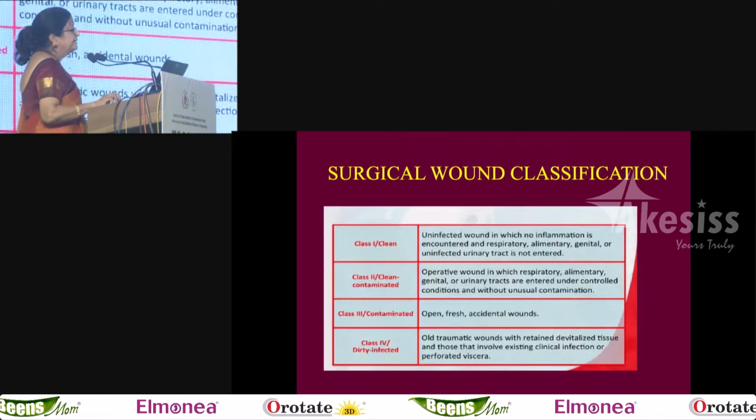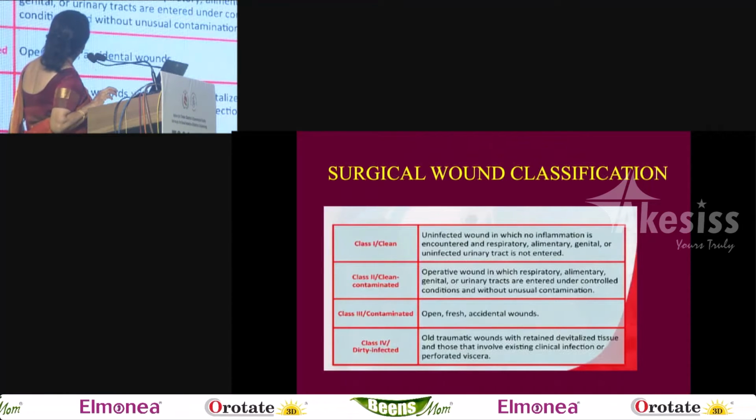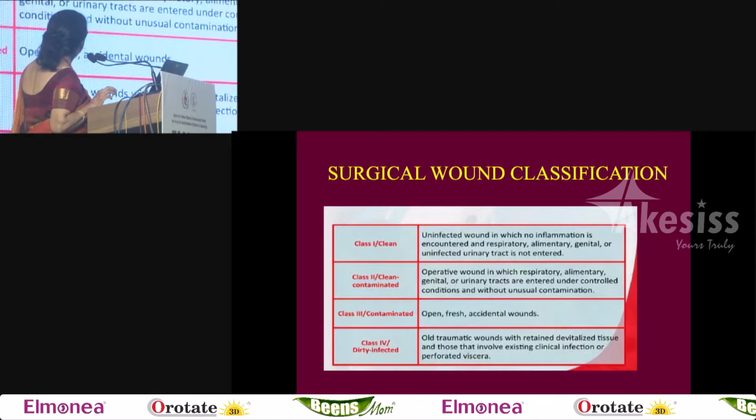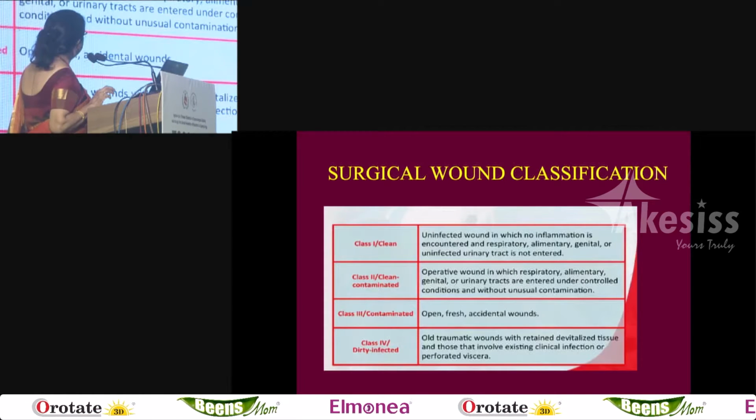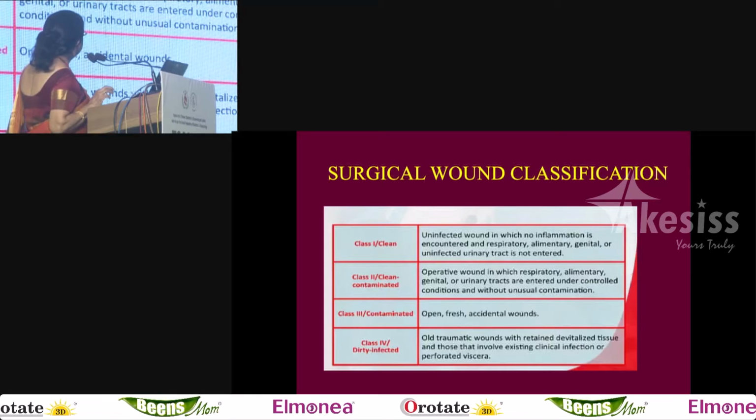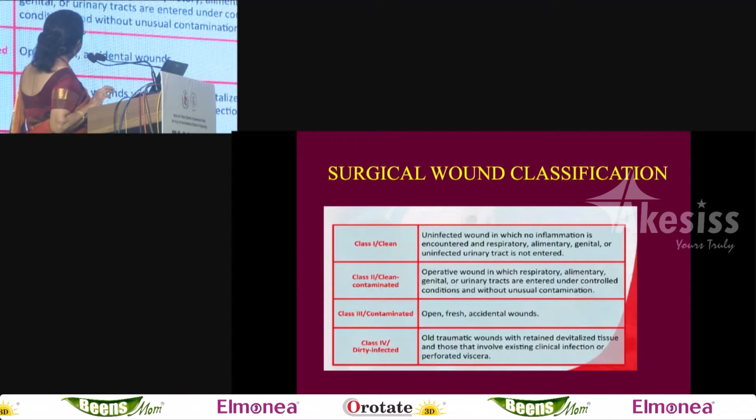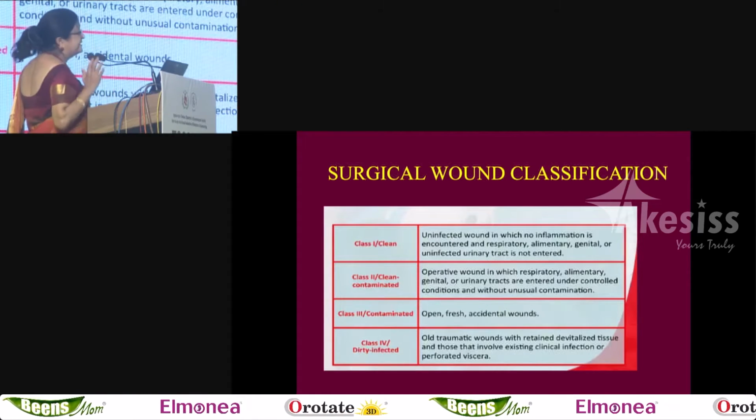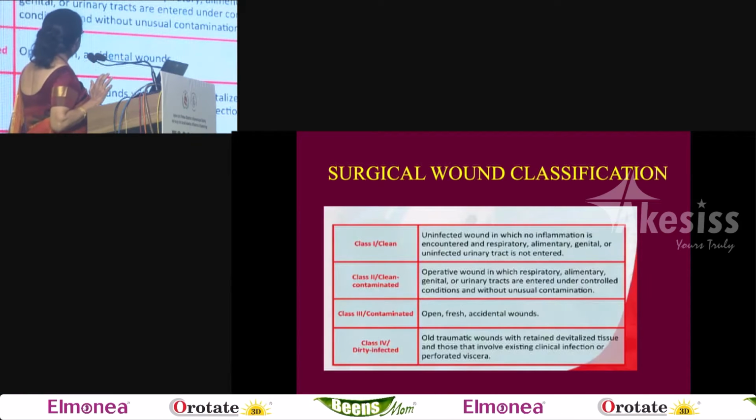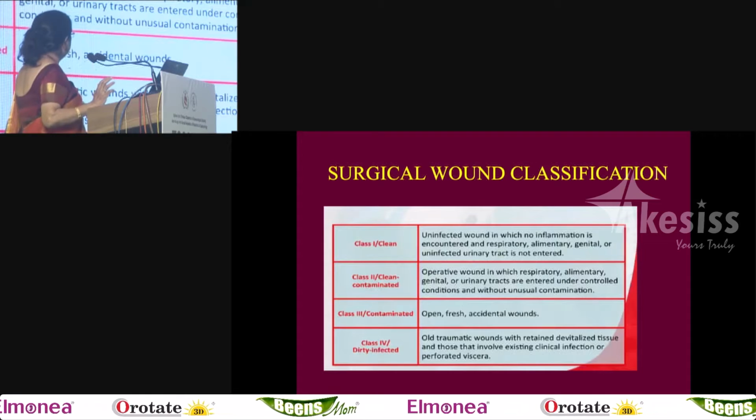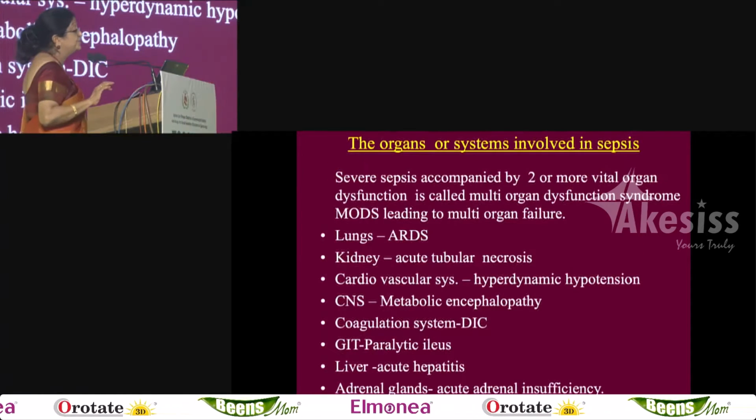There is also a surgical wound classification: class 1 is an uninfected wound, class 2 is clean contaminated, when you get into the tract under controlled conditions. Like when we open the genital tract, a hysterectomy comes under clean contaminated. Then contaminated is open fresh wounds, and dirty wounds have devitalized tissue.